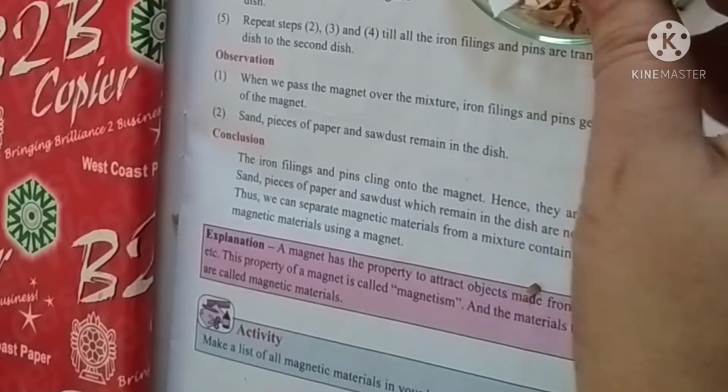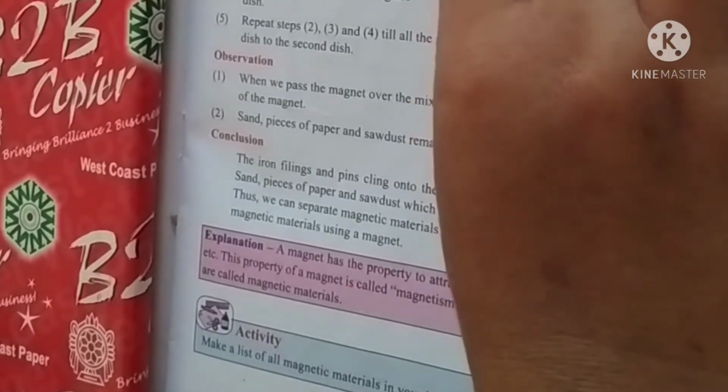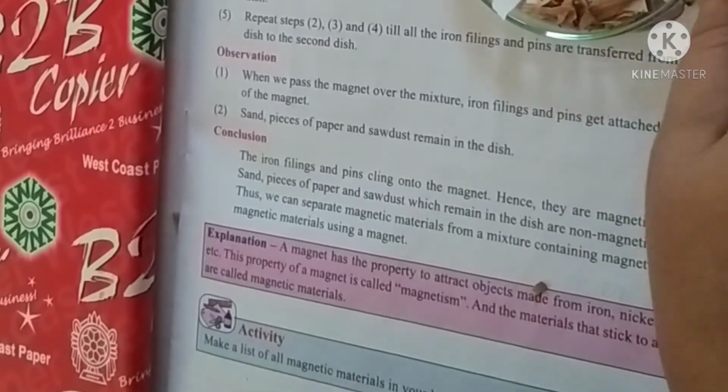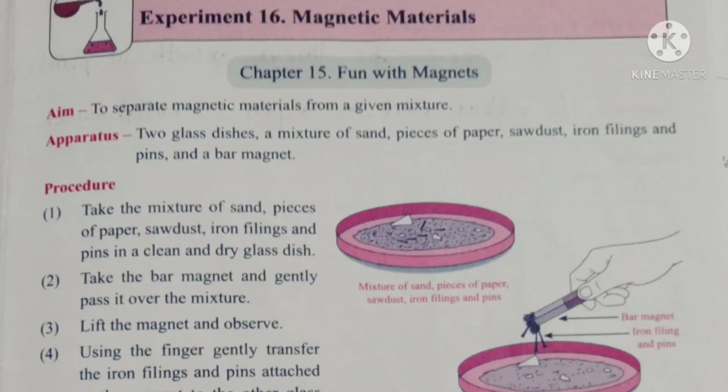So we can separate the magnetic material from a mixture containing sawdust, pieces of paper. Understood everyone? So everyone complete this experiment in your journal properly. Write systematically all aim, apparatus, procedure, diagram, observation and conclusion.